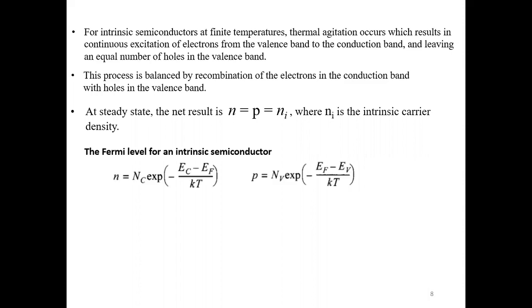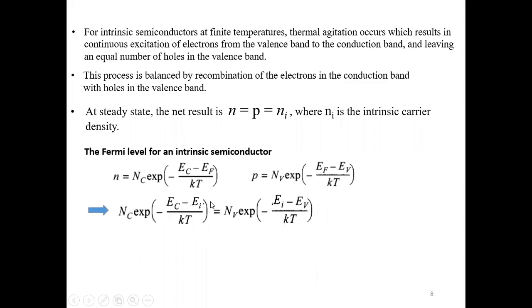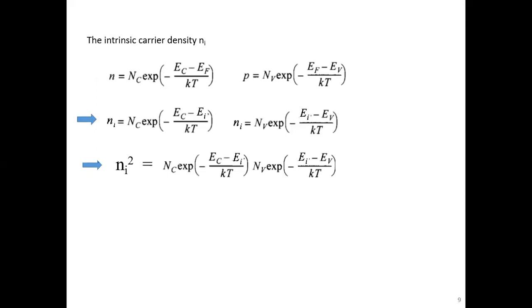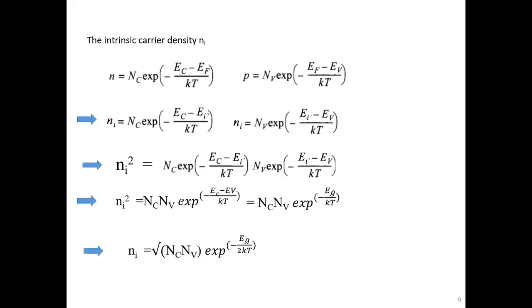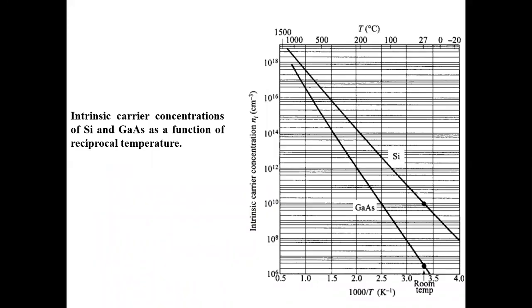Now we can find an idea about this N and P, for a P type or an N type, with the use of EF. So we get the intrinsic carrier concentrations, and an idea about the intrinsic carrier concentration of silicon and gallium arsenide as a function of the reciprocal of temperature. You can see that it changes heavily with temperature.